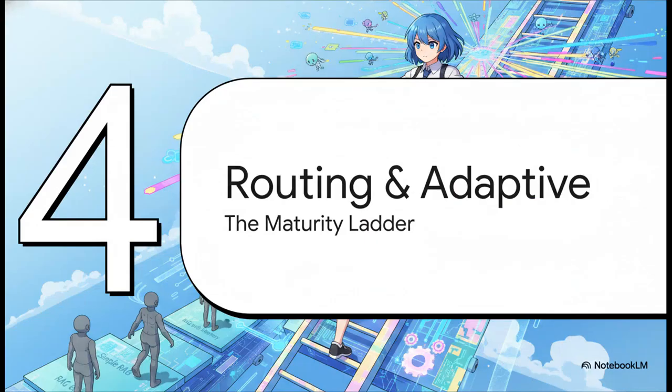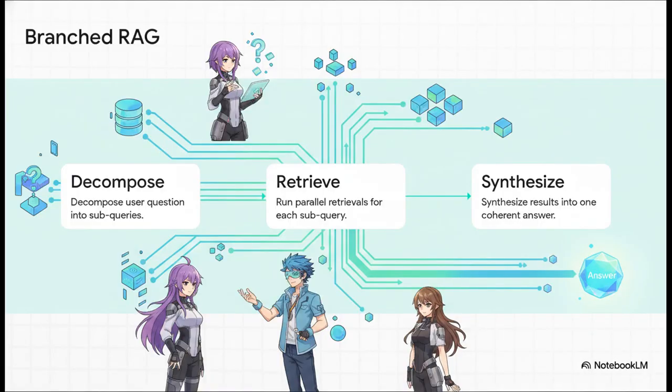Section 4. Routing and Adaptive Patterns. The Maturity Ladder. Okay, now that our infrastructure is set, we can start climbing the actual RAG maturity ladder. We are officially stepping past simple RAG and RAG with memory, which, don't get me wrong, are great for prototyping. But we're moving into much more complex routing and adaptive patterns that can handle real, messy user unpredictability. The first advanced pattern here is branched RAG. You know how often a user will ask a complex multi-part question that a single database query simply cannot fulfill?